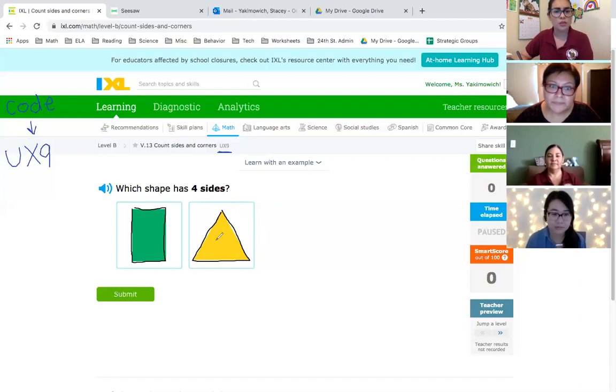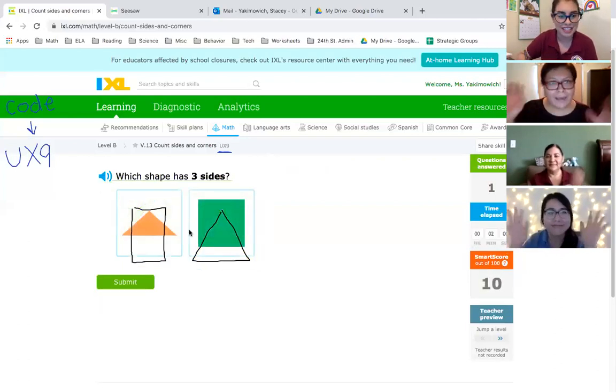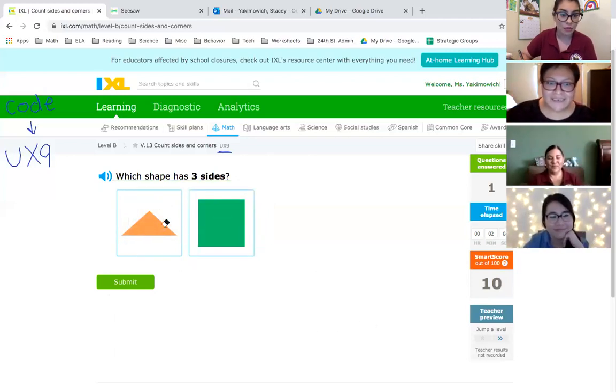So Miss Rosales, which shape here has 4 sides? That would be the rectangle, the green one. Perfect. So this is a rectangle, and we counted 1, 2, 3, 4 sides in this shape. So we're going to click that if I can. Okay, click it and then submit your answer. Perfect. And then now I have to erase, and we have to try it again.